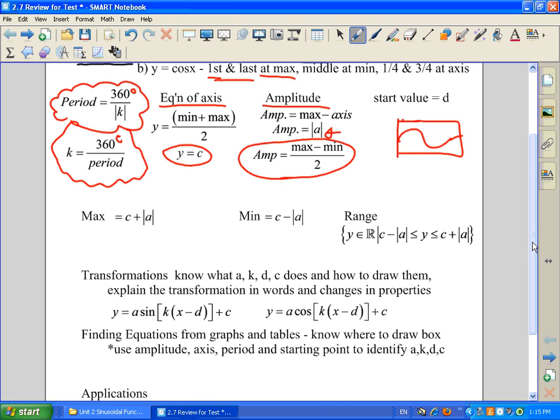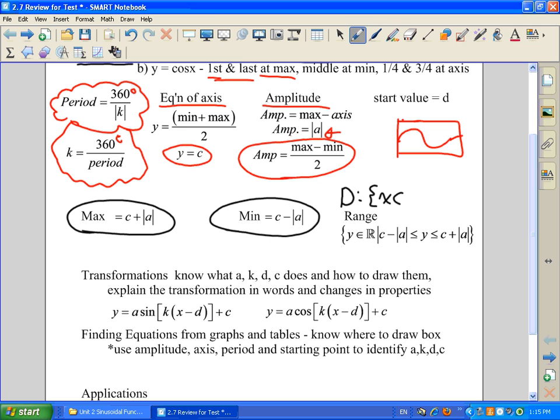Remember, folks, that your maximum and min are dependent upon, first of all, your equation of axis, so where your symmetry axis equation is, plus or minus your amplitude. Okay, and remember, folks, domain is such that x belongs to a set of real numbers, but y is the one that's dependent upon the restrictions. So y belongs to a set of real numbers such that the minimum is less than or equal to y, less than or equal to your maximum. All right.